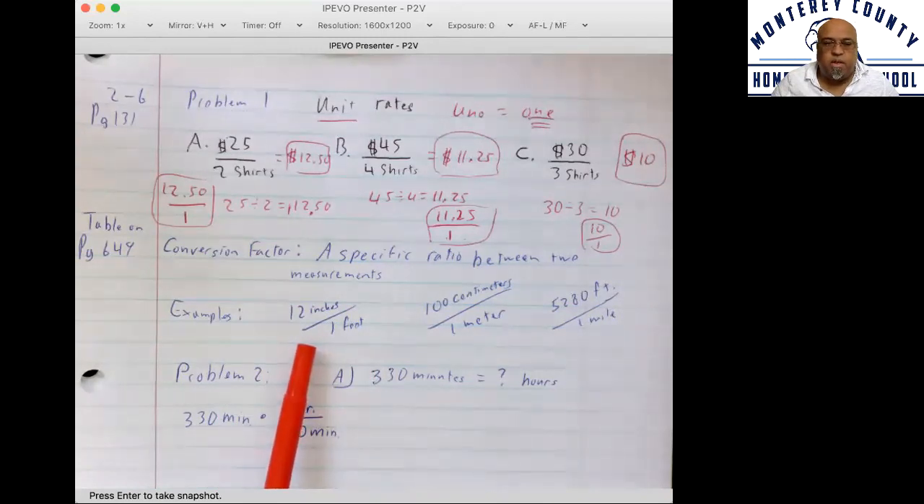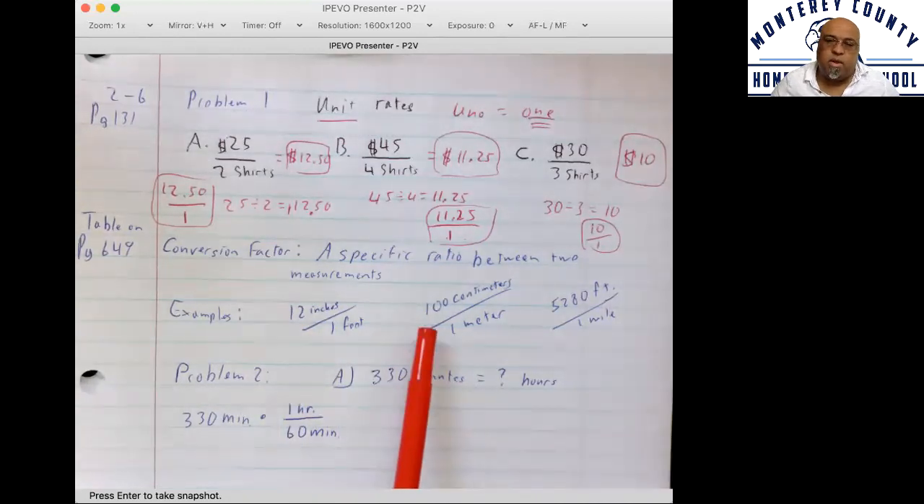Okay? So if I had 2 feet and I said, well, 2 feet is how many inches, then I would have to say, well, that would be 24 inches. Okay? So I would get my answer by just multiplying the number 2 times the number of inches per foot. Take a look at this one.